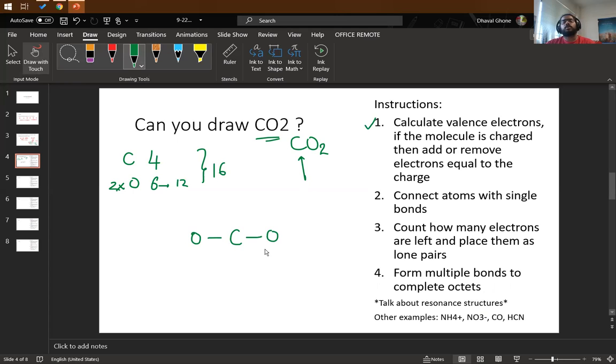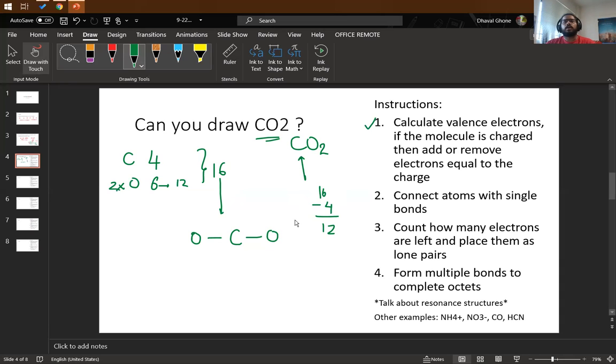When I drew the single bonds, I actually used some of the valence electrons in making those bonds, right? So point number 3 says, count how many electrons are left and place them as lone pairs. Out of 16, I've placed 1, 2, 3, 4. So 16 minus 4, 12 electrons are still left over to be placed in the molecule. And so I'm going to place them as lone pairs, that is non-bonding pairs of electrons on the atoms.